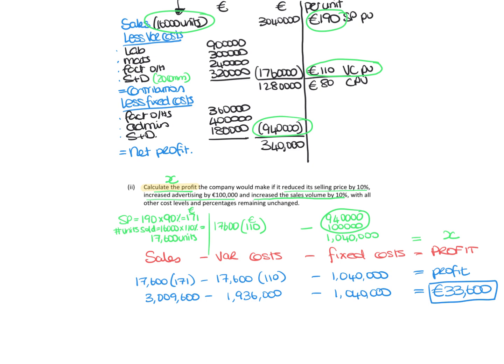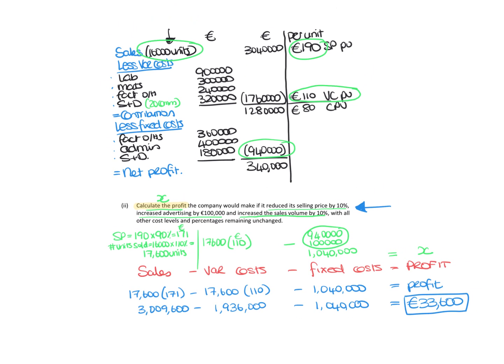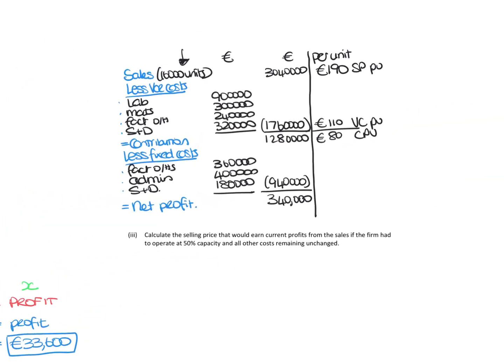That is the profit that the company would make if it reduced its selling price by 10%, if it increased advertising by 100,000 and increased the sales volume by 10%, with all other cost levels and percentages remaining unchanged. So we always go back to our marginal costing statement that we did when we attempt each one of these what if scenarios. So we're going to move on to scenario number 3 then.